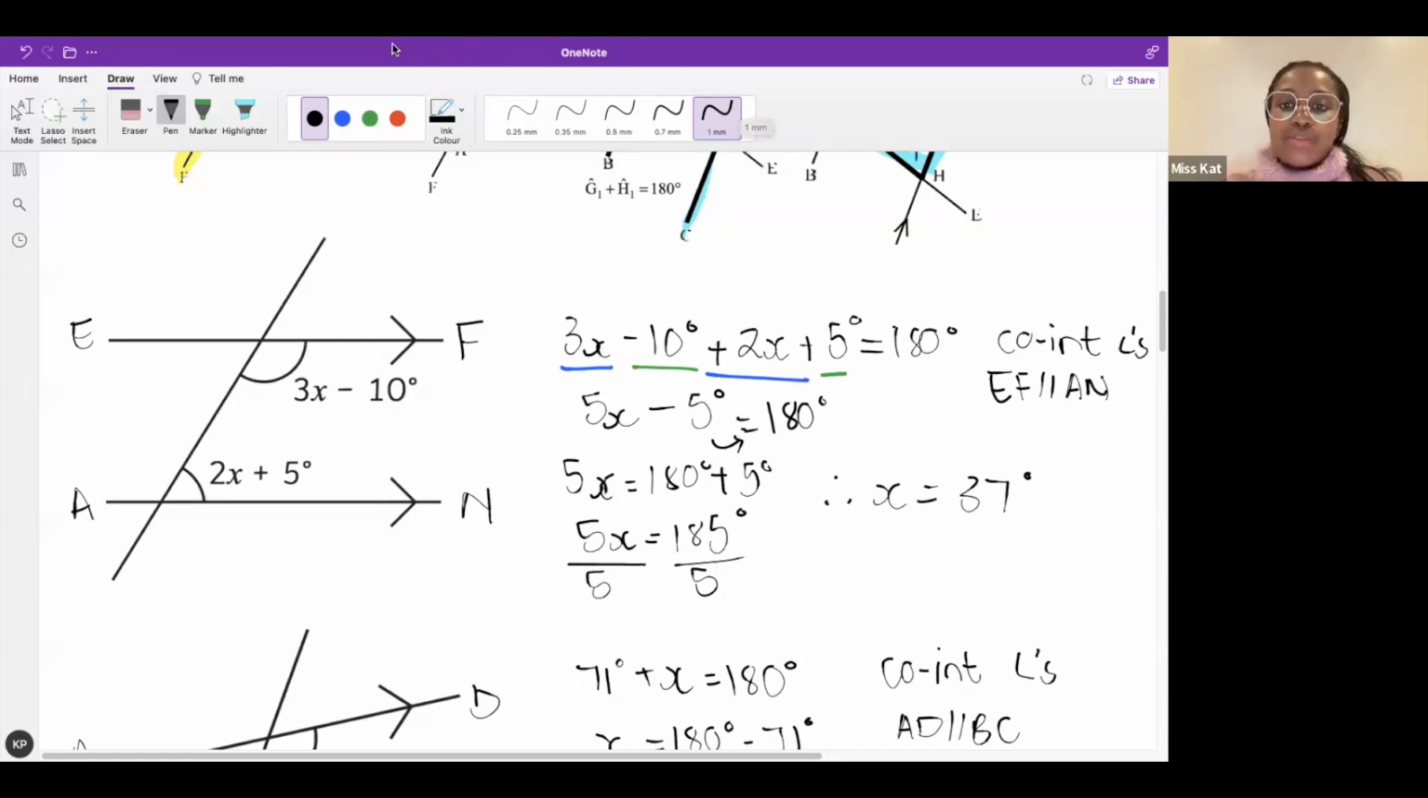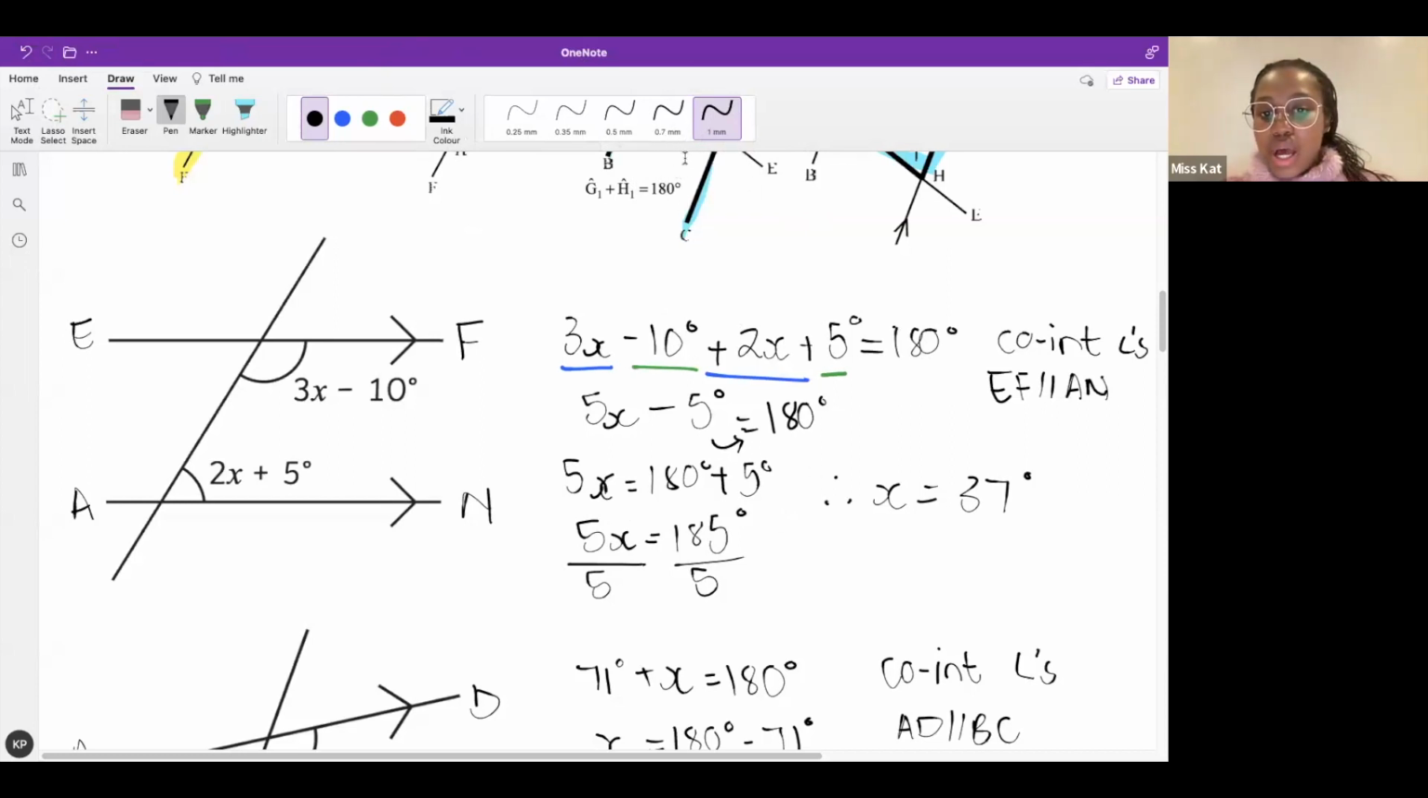Wonderful, wonderful. So let me check in. Co-interior angles, thumbs up, thumbs down. How do we feel about it? Okay, I see some thumbs up in the reactions. It would help if I could see the chat as well. There we go. Thumbs up. Okay, the 10 degrees, sorry, there we go.